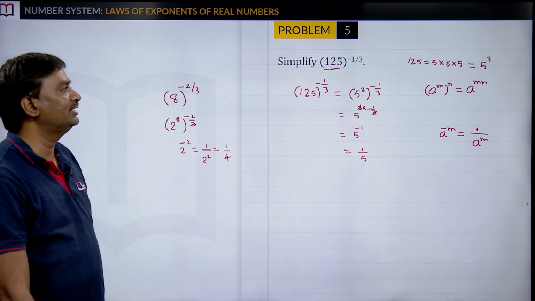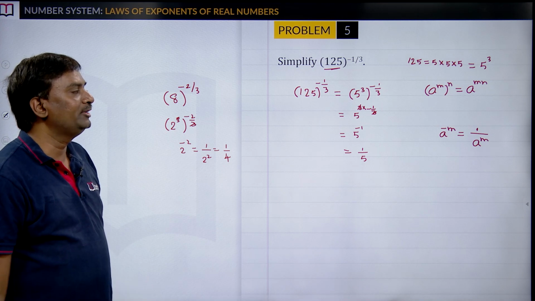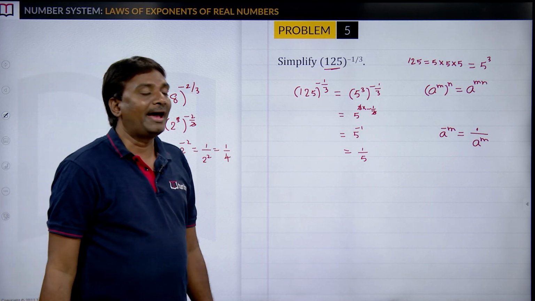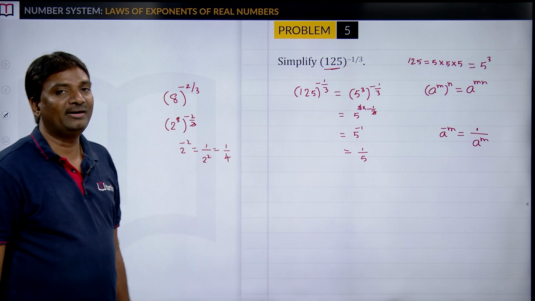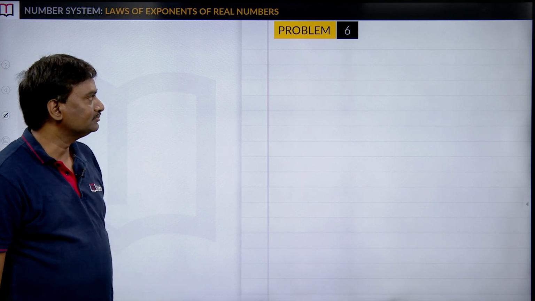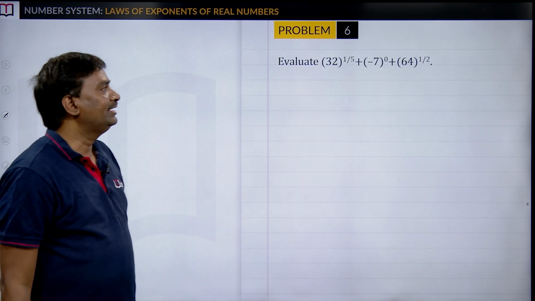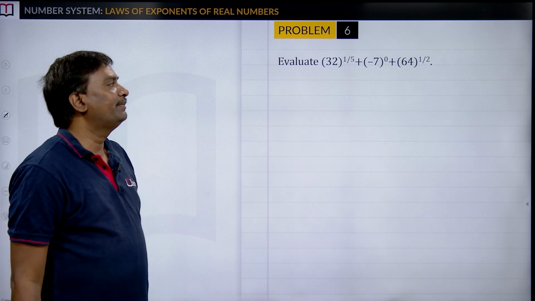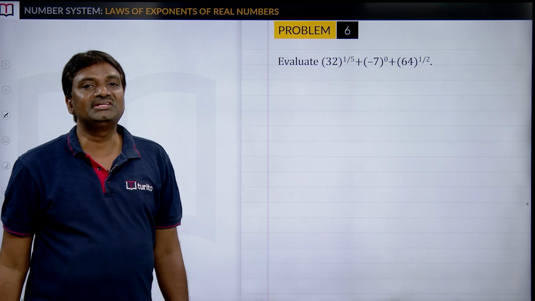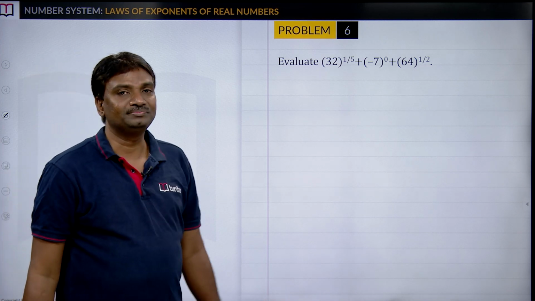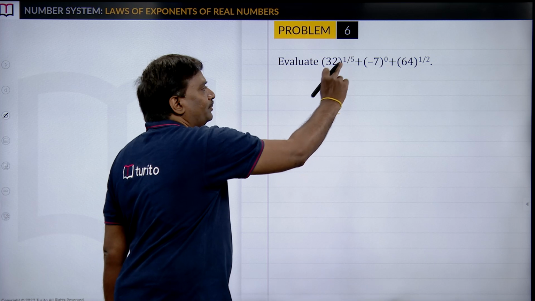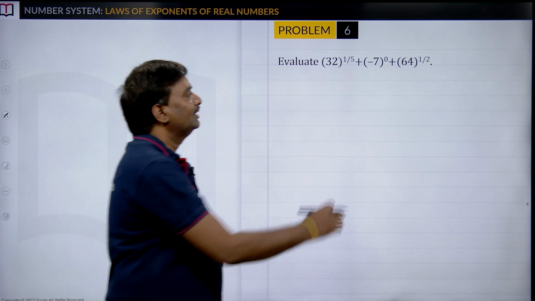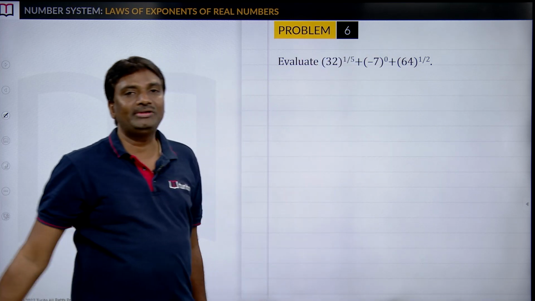So here we have applied the formula a power m whole power n equal to a power mn and a power minus m equal to 1 by a power m. Next. Evaluate 32 power 1 by 5 plus minus 7 power 0 plus 64 power 1 by 2. Here 32 power 1 by 5 is there. Here 64 power 1 by 2 is there.